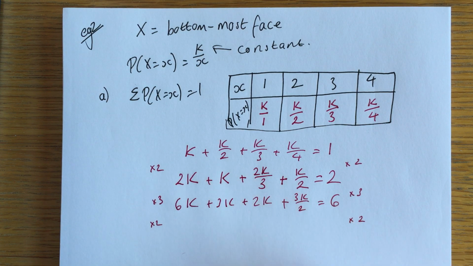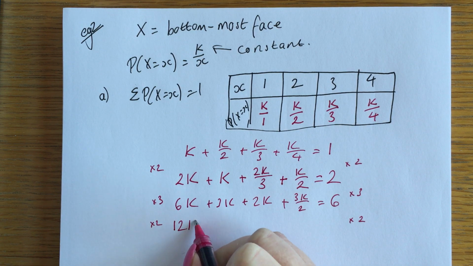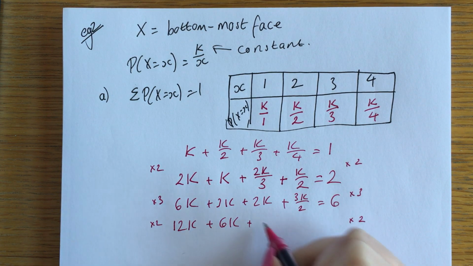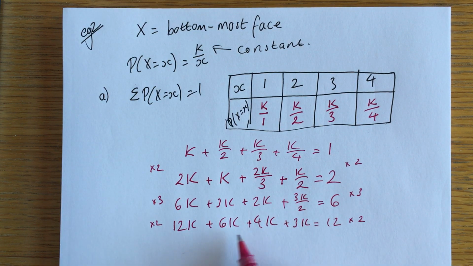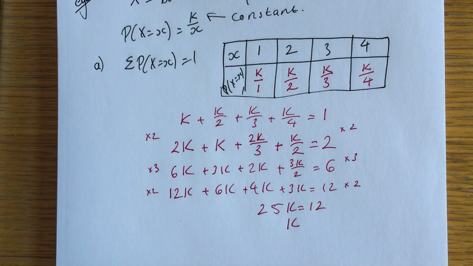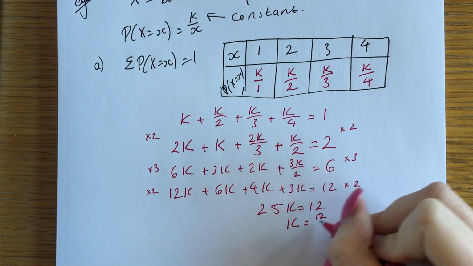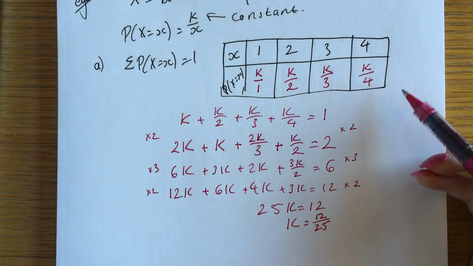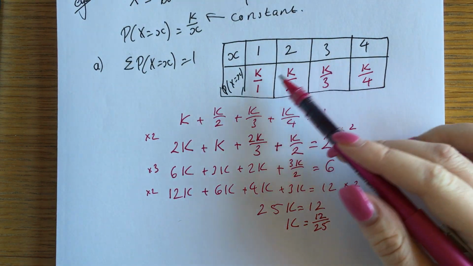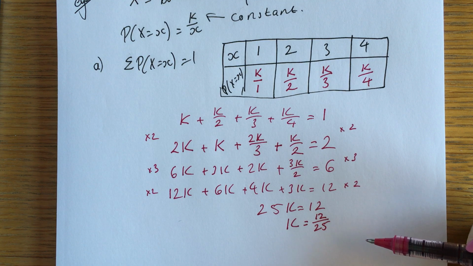And then I'm going to multiply by 2 again. 12k plus 6k plus 4k plus 3k equals 12. So therefore 25k is equal to 12. And k is equal to 12 over 25. So we've used the fact that we know that this all sums to 1 to solve our value for k.